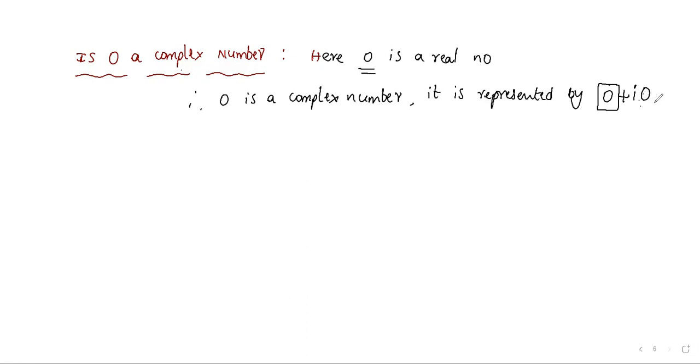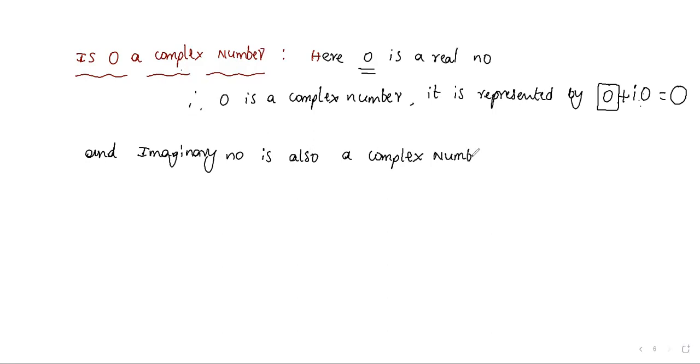Imaginary part 0 into i, that is equal to, this is nothing but totally 0. Okay, and also an imaginary number is also a complex number. If only an imaginary number is there, that is also a complex number. That is 2i, 3i, i. These are all called imaginary numbers.